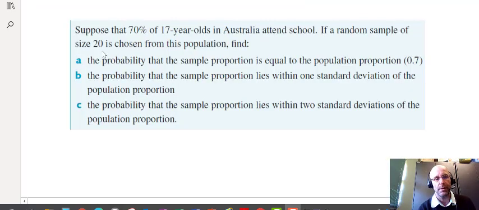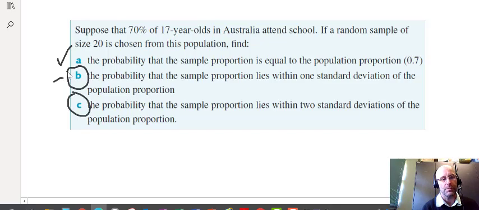In the previous video we did part A of this question. Suppose that 70% of 17-year-olds in Australia attend school. If a random sample of size 20 is chosen from this population, find... So n equals 20, we recall from last time. So we're going to do part B and then C.